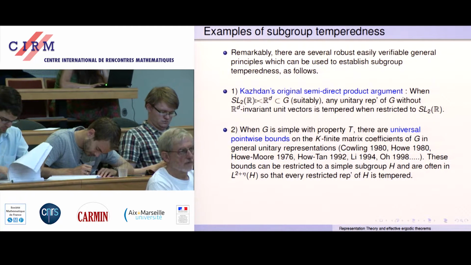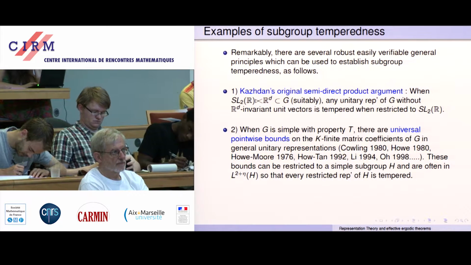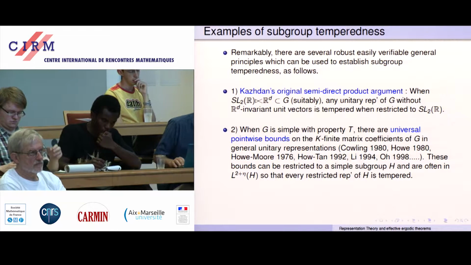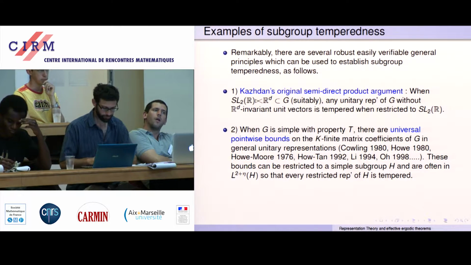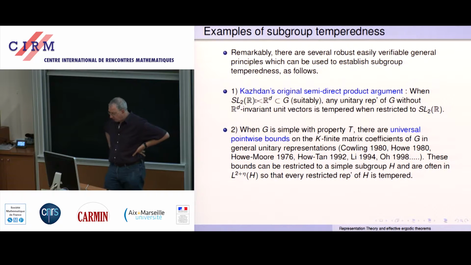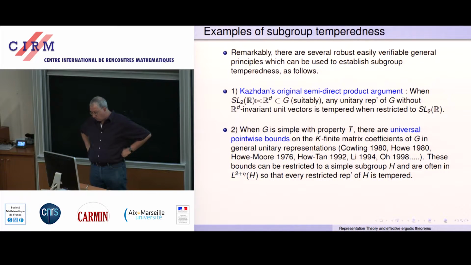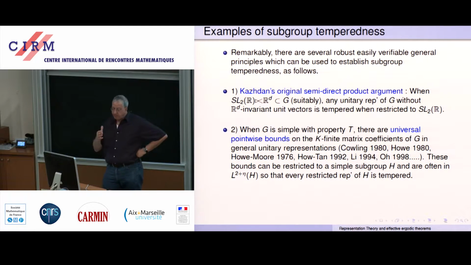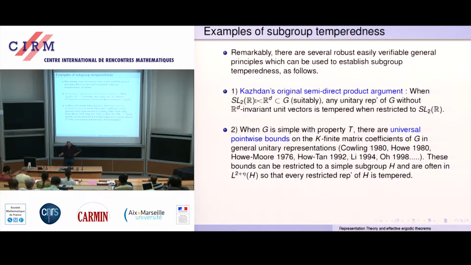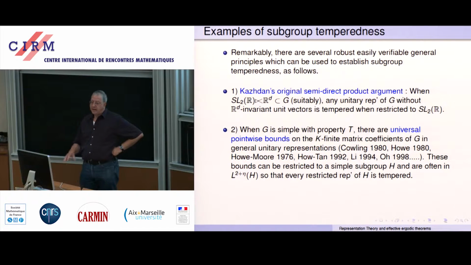Now, when G is simple with property T, there are universal pointwise bounds on the K-finite matrix coefficients of G in general unitary representations. This goes back, well, I guess I should have written also to Harish-Chandra. Certainly, some estimates like that appear in Harish-Chandra's work, at least for certain unitary representations. It was studied systematically by Cowling, Howe-Moore, Howe-Tan, Oh, Li, Jian-Shu Li, and other people. And for example, in Michael Cowling's talk, we basically saw some version of these universal pointwise estimates where the matrix coefficients of unitary representations are estimated by a certain sum with leading exponents. So this is a very successful theory, and there are very useful and universal bounds.